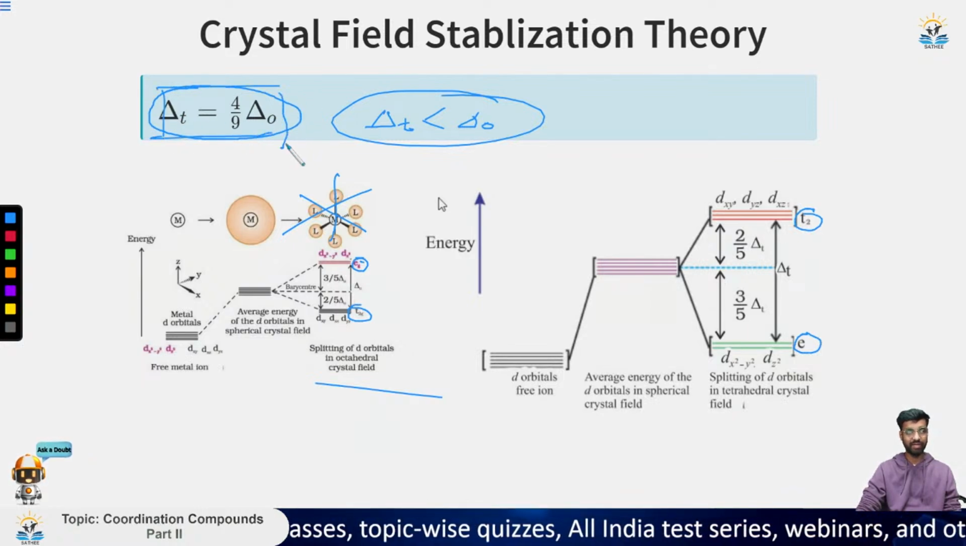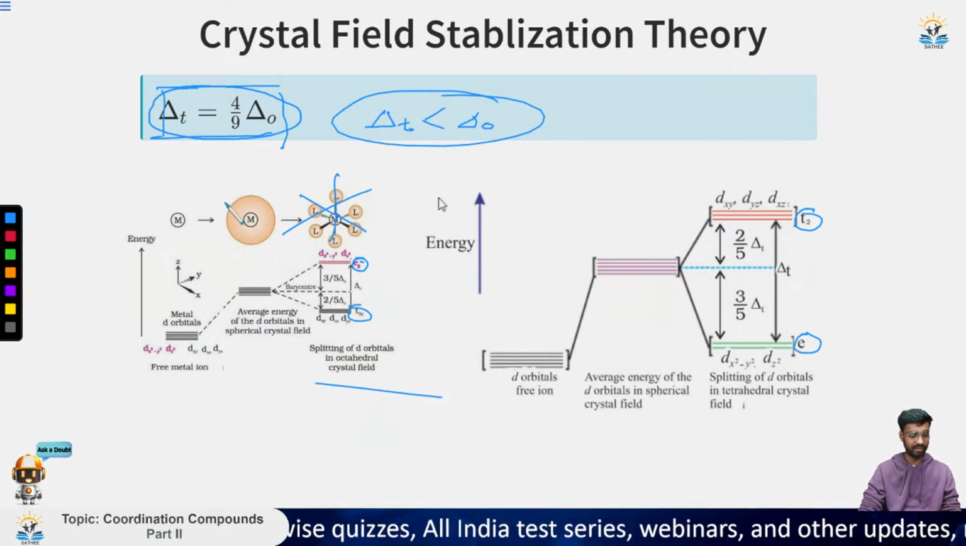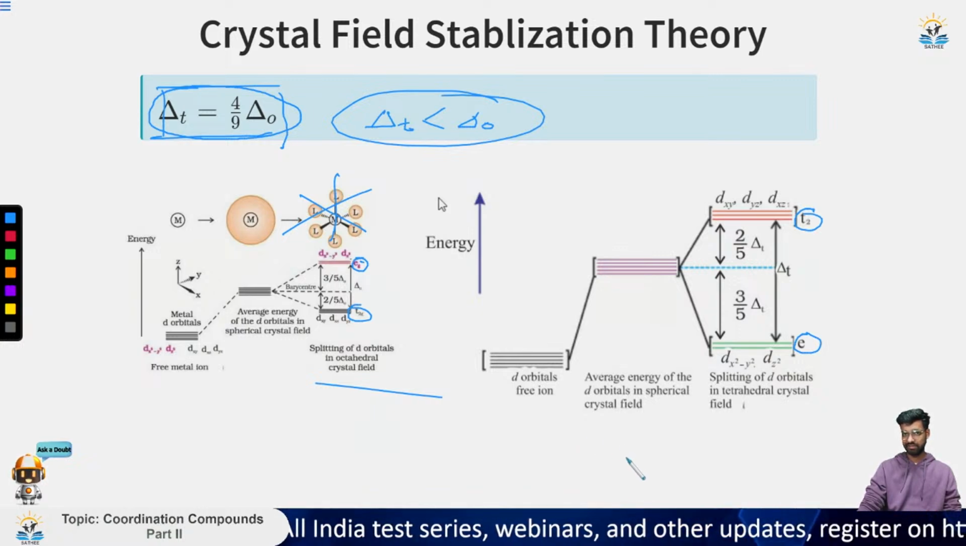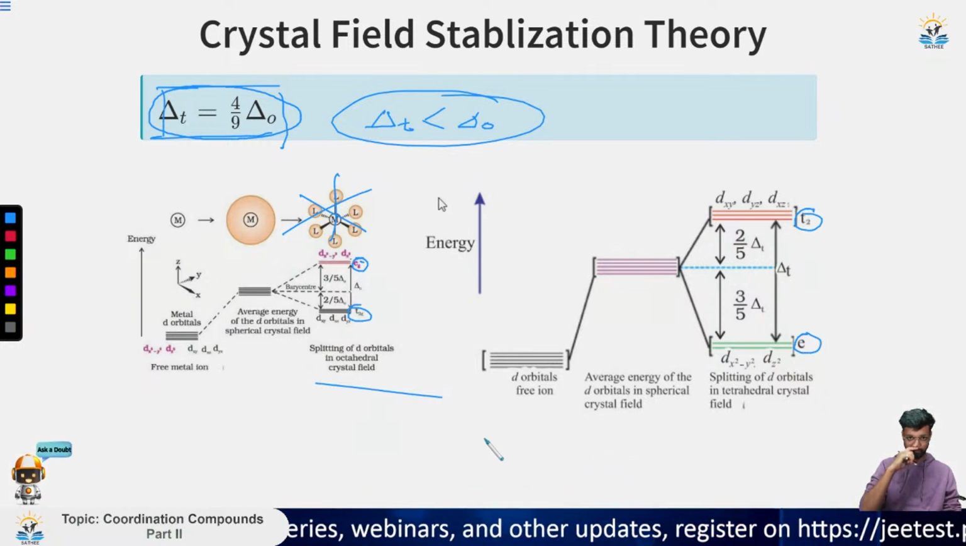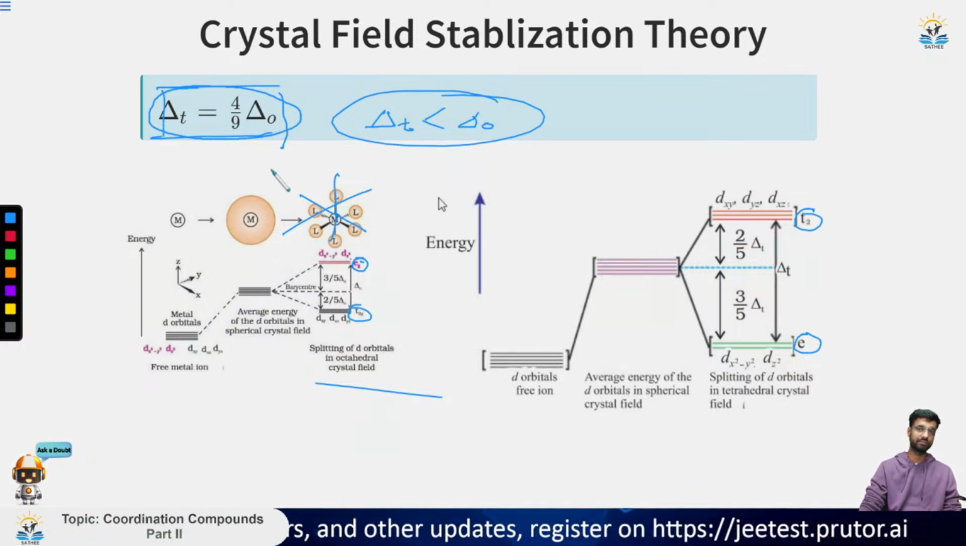This relation is very important. You should keep in mind that delta t is equal to 4 by 9 delta naught. I will not look at the derivation right now. It is a short derivation; if you want, you can refer to the internet also, but it is not important from the examination point of view. So I am not doing the derivation. Questions are asked directly from here.